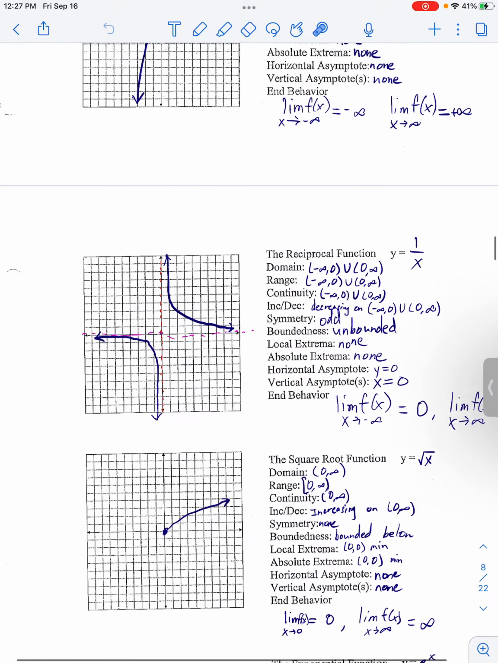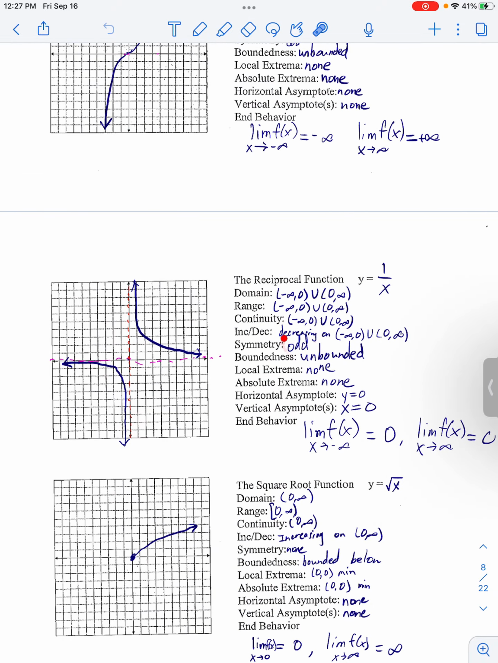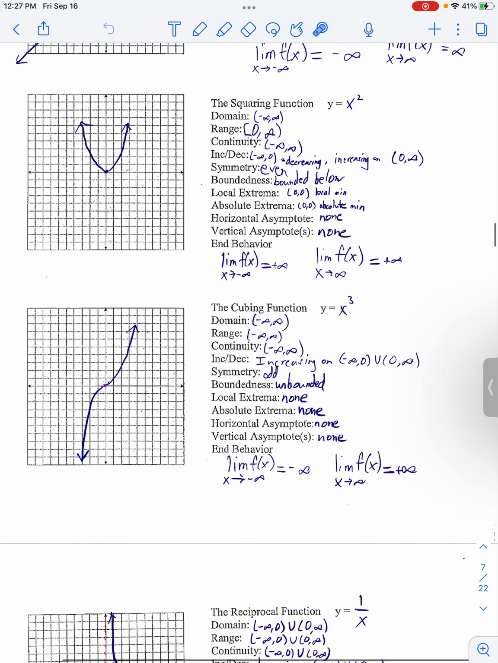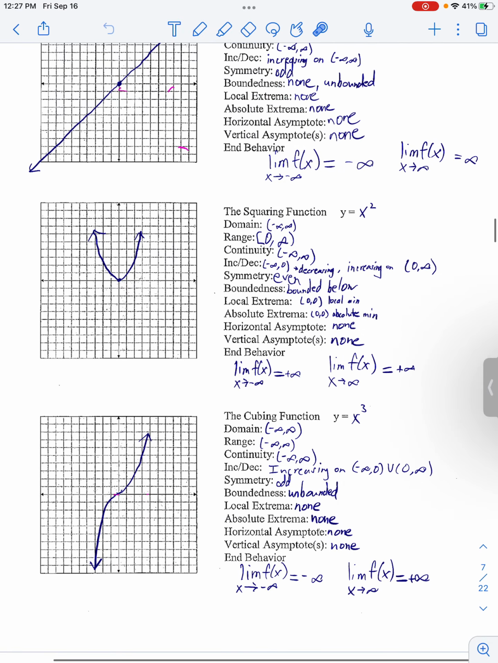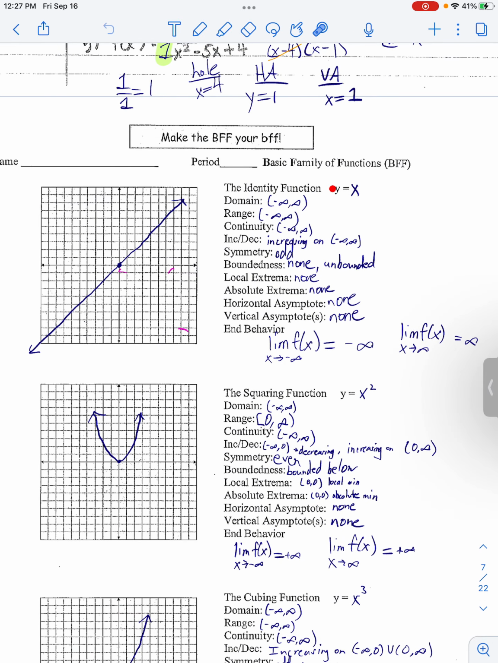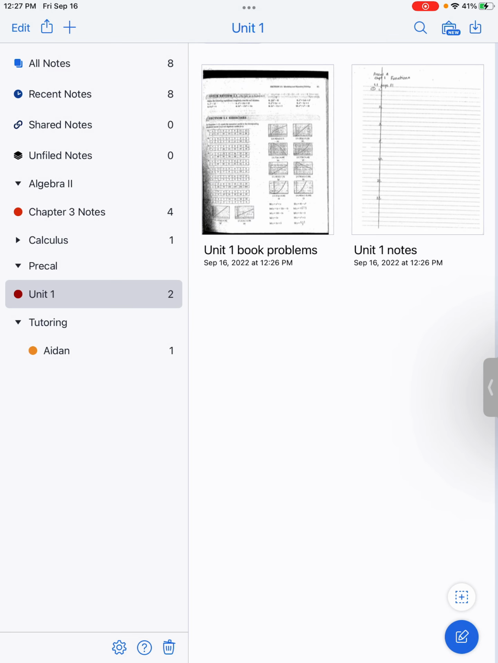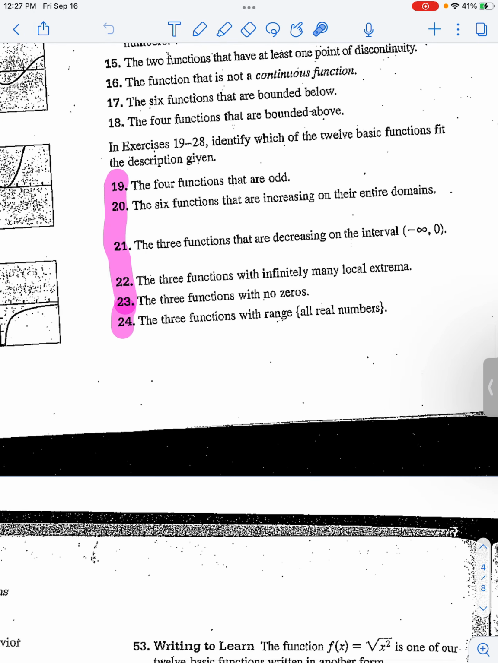We're looking for stuff that can be rotated. Odd symmetry: reciprocal function. Cubing function, symmetry is odd. Squaring function has even symmetry. Identity function has odd symmetry. Okay, good. So there's 4 of them here. We've got 1 over x, x cubed, x, and sine of x have odd symmetry.